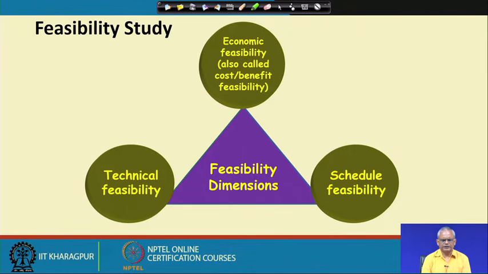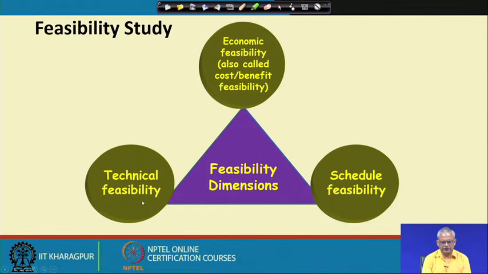The first activity in the classical waterfall model is the feasibility study. In the feasibility study, there are three main aspects that are determined. First, whether the software to be developed is economically feasible, that is, whether the development effort and the cost that will be spent on developing the software is worth it. It is also called the cost benefit analysis.